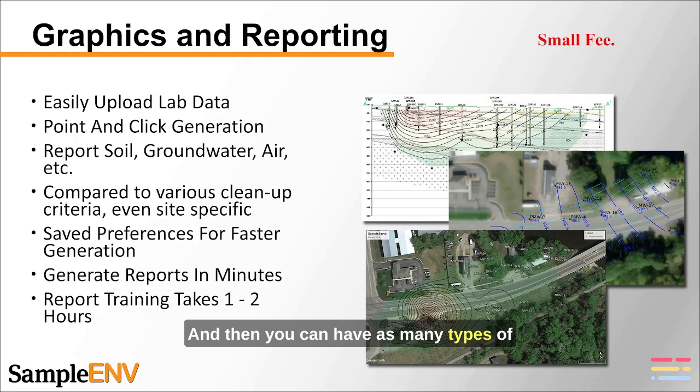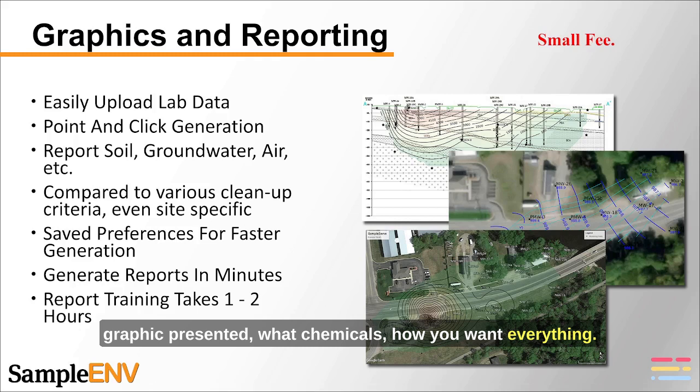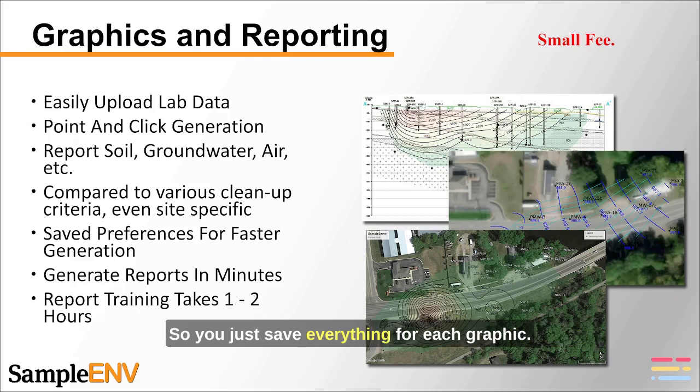And then you can have as many types of graphics to put data on as you want. We don't limit the number of graphics. We've got some people that have up to 15 different zones or sites where they're showing stuff. And then you just save your preferences on how you want each graphic presented, what chemicals, how you want everything. So you just save everything for each graphic. And then next time you come in there and populate new data, all those preferences will be saved, and it's really quick to generate all the common graphics that you want.